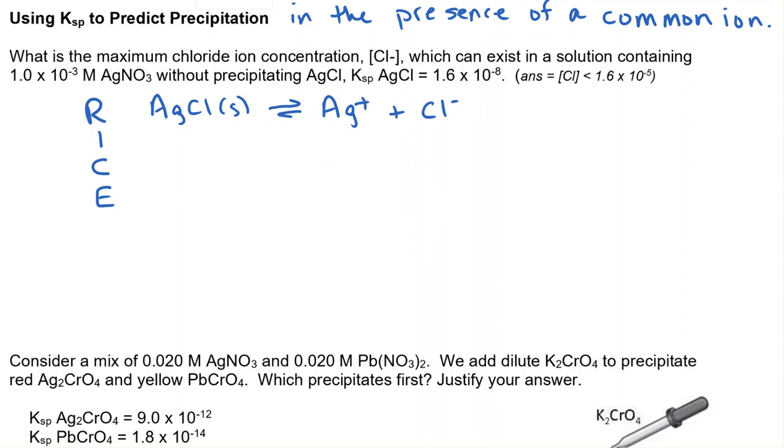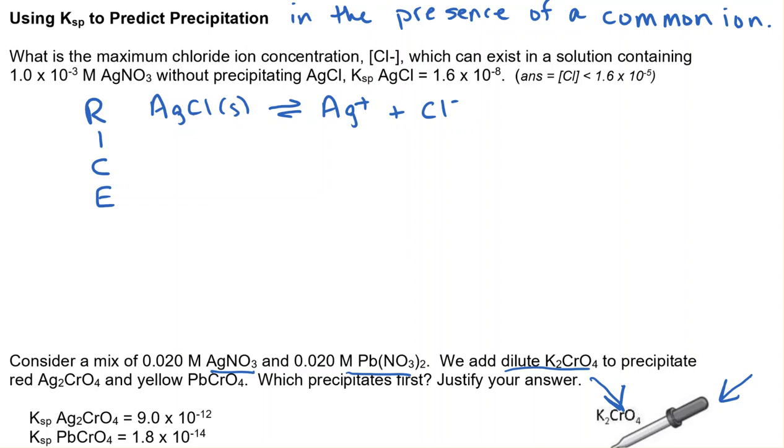And then we're going to make it more complicated by coming down here and looking at this problem down here where we have a mix of silver nitrate and lead nitrate, and we're going to figure out which one will precipitate first if we start dripping in some potassium chromate. So we're going to do the top one first.